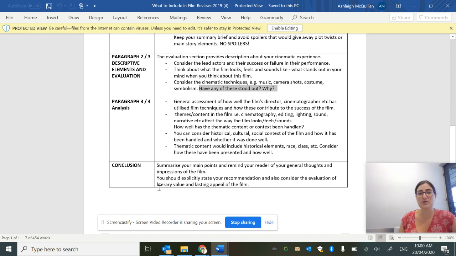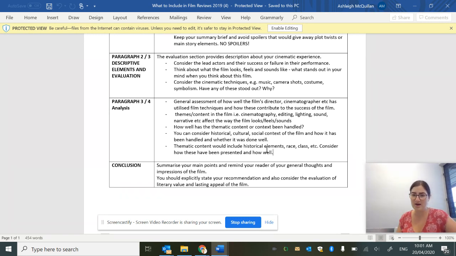And your last paragraph is an analysis paragraph, where you're talking generally about what you thought the director did well. How Australian was it? Is there any sort of Aussie culture, or does it represent the history of the time? So remember, they're both set around the 60s and 70s. Late 60s, early 70s, both the movies are there.